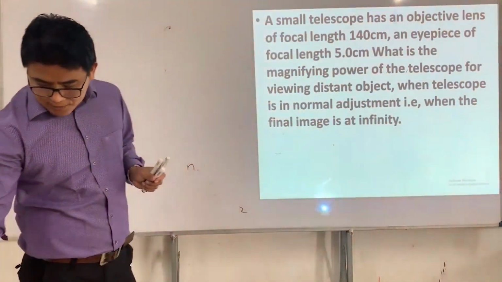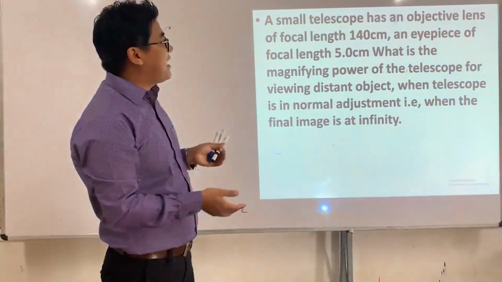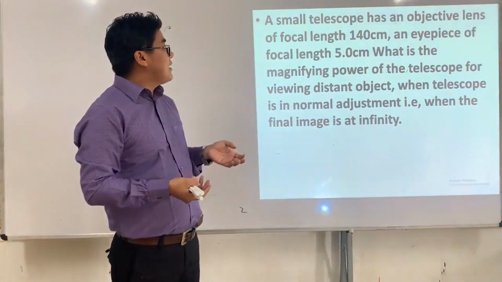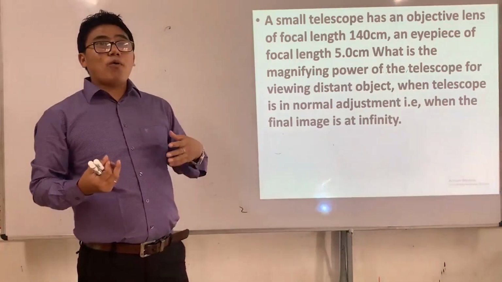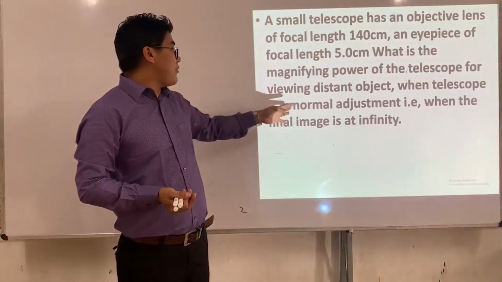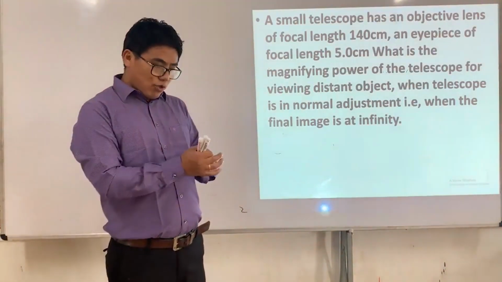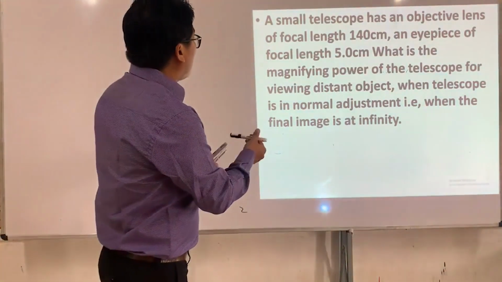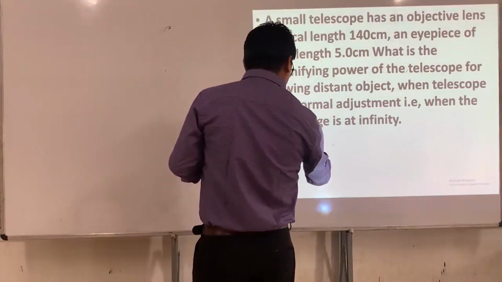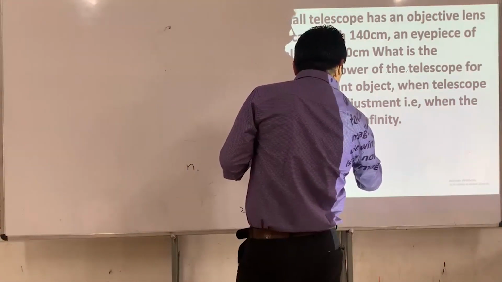This talks about the telescope. The problem is actually very simple, but the question looks a little lengthy. It says that I have an objective lens. Normally the objective lens should have a longer focal length than the eyepiece, and this is normally used to see a far distant object. That is the job of a telescope. And you are going to keep the image at a far point. So the objective focal length is going to be 140, which is given, and the eyepiece is going to be 0.5.